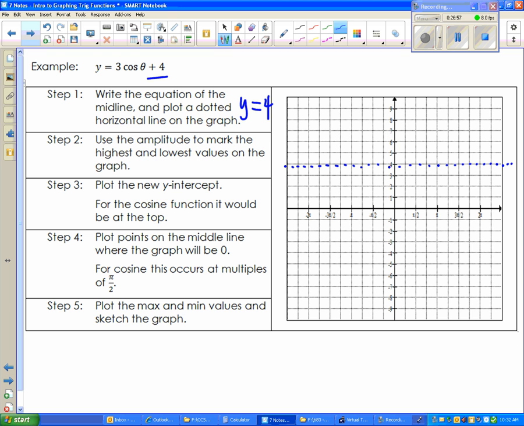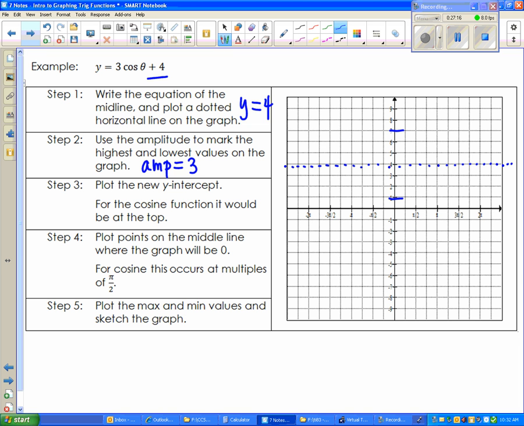And again, it should be dotted because it's not actually part of the graph. The amplitude in this case is 3, and so that indicates my maximum and minimum values. So from the midline, I'm going to count up 3 and down 3, and that helps me identify where my max and min are going to occur.